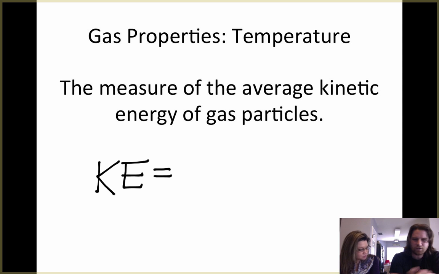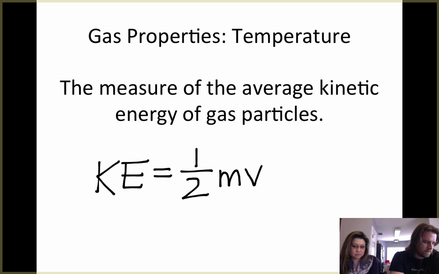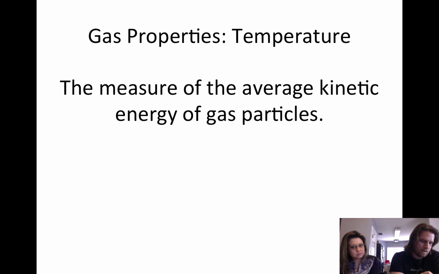So you can actually measure this with an equation. KE, kinetic energy, is equal to 1/2 times the mass of a particle times the square of its velocity. And this is also on your formula chart. You don't have to commit it to memory right now. But I want you to remember, temperature is not how hot or cold something is. It's how fast the particles are moving.